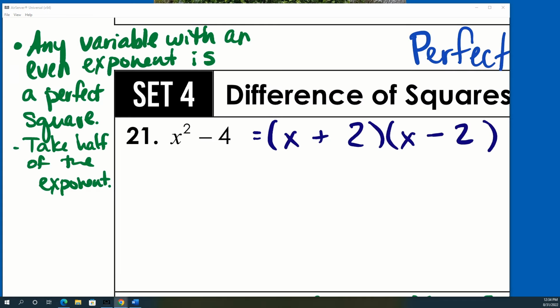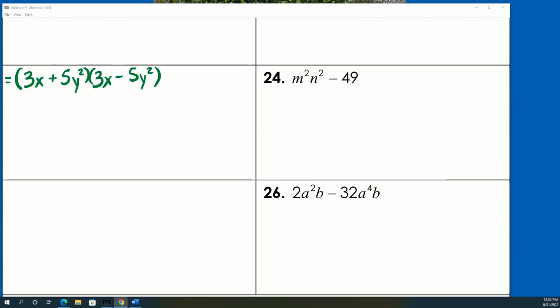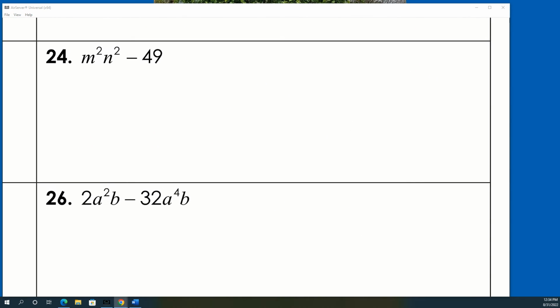Okay, so let's look at number 24. They're both perfect squares. This is a perfect square. This is a perfect square. It's subtraction, so we can do our little shortcut. All right. And then the square root of m squared is just m. And then the square root of n squared is n. So that's going to be mn.